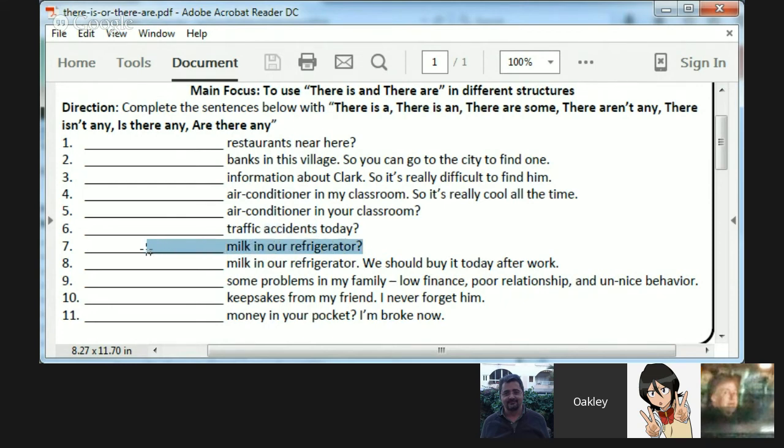Okay. Mira, number 7. Is there any milk in our refrigerator? Very good. Now, milk is uncountable. So I don't have to worry about plurals like accidents and air conditioners. I don't have to worry about it with any. It doesn't matter. Okay, is there any milk? See, you're asking about an amount. What is the amount? All right, good. Vicente, number 8.